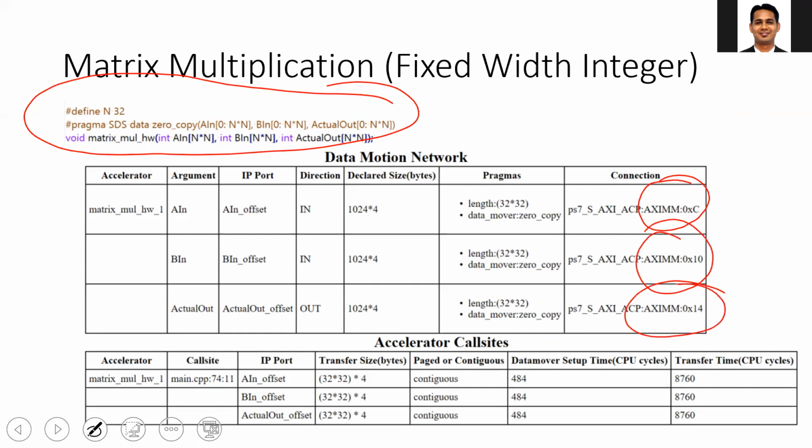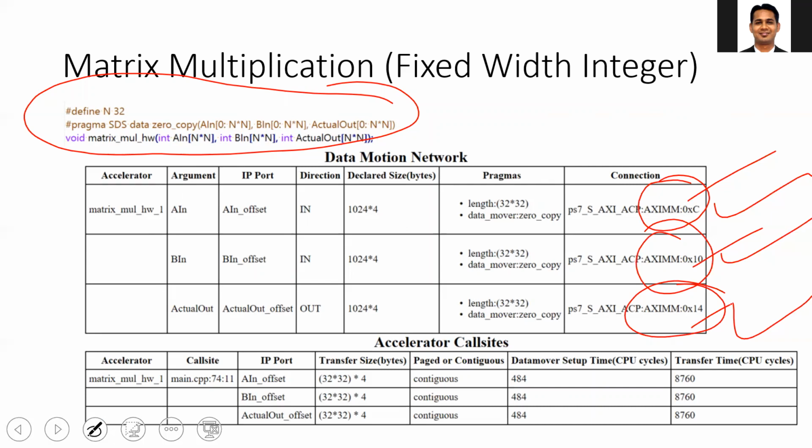What is the AXI memory map? We have already studied that by using the read transaction here and here, you will read the data, and by using the write transaction, you write the data, and your addresses are also given from where you want to do the read and write operation. Okay, so by using this data copy pragma, you can change the hardware as you want.